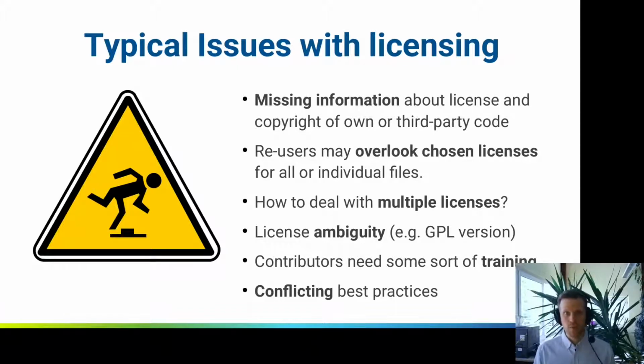So you have a Creative Commons and an Apache license. How to deal with that? You often have license ambiguity, so multiple versions of a GPL with exceptions and so on. And all contributors, no matter whether in a company or in a free software project, they need some kind of training or documentation. And if they switch companies or projects and work on multiple ones, that becomes really complex and confusing. And for all of these things, there have been conflicting best practices. But most of them were not really sufficient for all the edge cases.